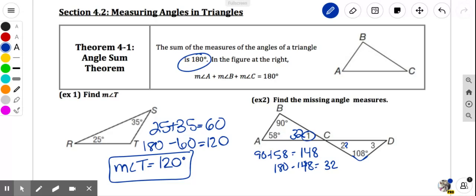Notice 1 and 2 are vertical, so 2 is also 32. And then now we can add 32 and 108 and subtract from 180, so that's 140, and then 180 minus 140 would be 40. That would be angle 3.